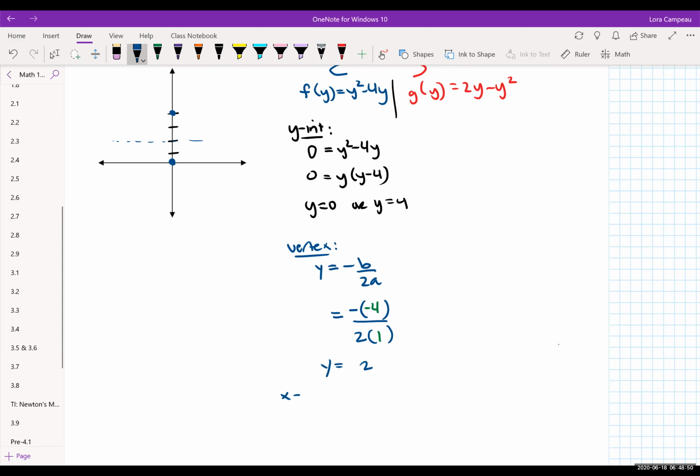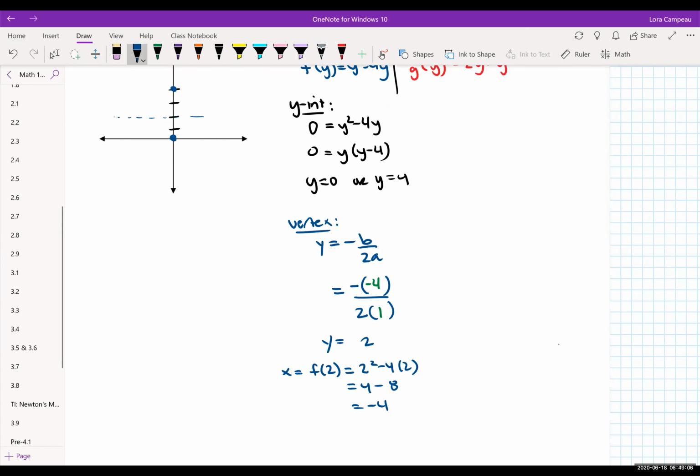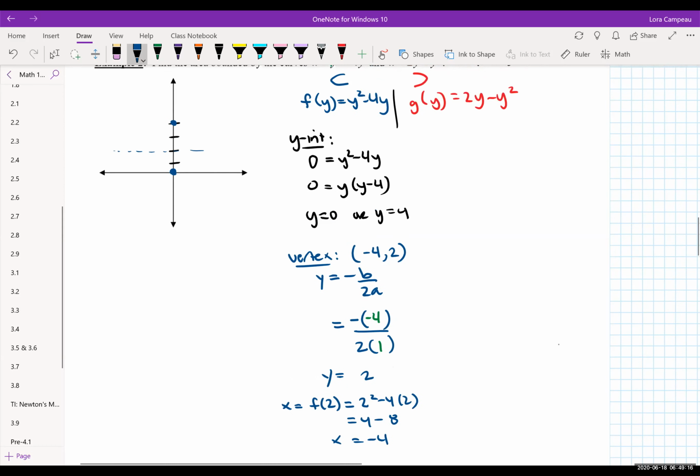So the x value is the function evaluated at 2, which is 2 squared minus 4 times 2, which we have, what, 4 minus 8, or negative 4. And now we have our vertex. Vertex is going to be negative 4 comma 2. Only the x value goes first, the y value goes second. So let's plot that. 1, 2, 3, 4, positive 2. There's our vertex.